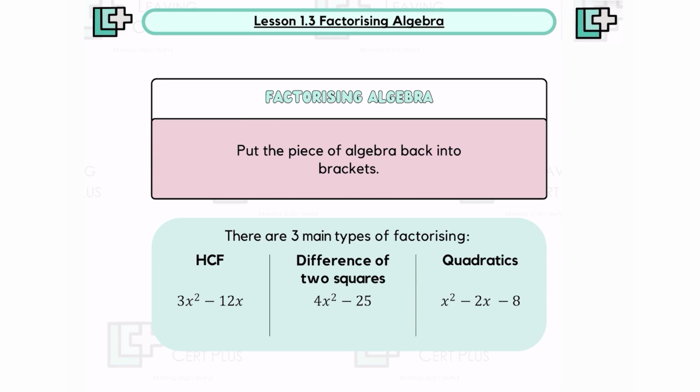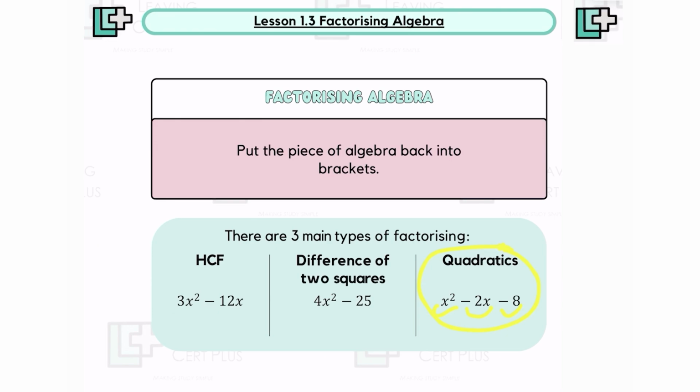If highest common factor doesn't work and you see perfect square numbers such as 4, 16, 25, 36, 49 involved, it's more than likely a difference of two squares question. And finally, if there are three terms and the first term involves an x squared and the second term involves an x and the third term is a number, it's more than likely a quadratic. Solving a quadratic equation is very commonly asked, but in this particular lesson, we're just going to learn how to put them back into brackets.